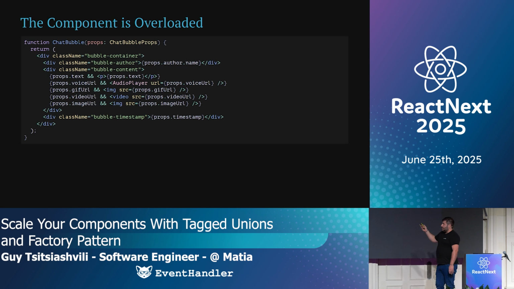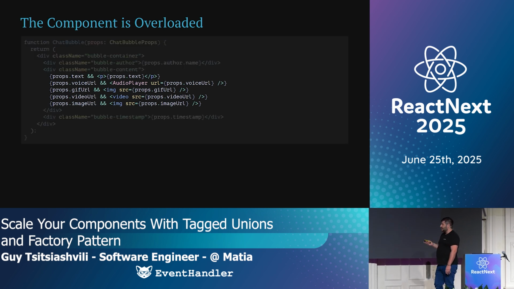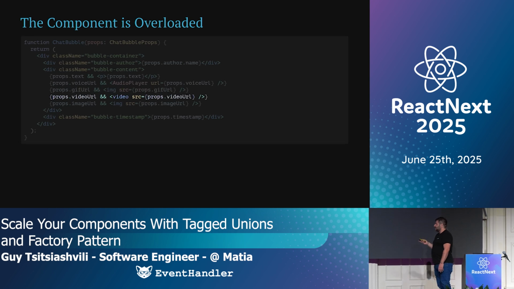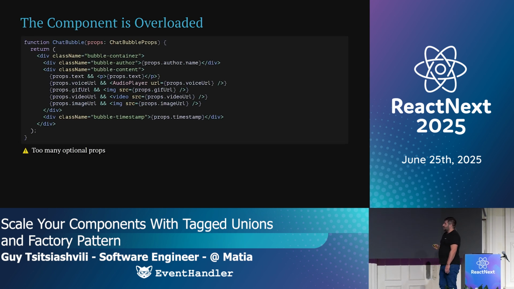And the implementation looks even worse. We start conditionally rendering all of those things. If we want to render a text, we pass the text prop. If we want to render an audio player, we pass the voice URL prop and so on. And we have too many optional props. We have conditional checks in our JSX. And we can have multiple rendering scenarios.